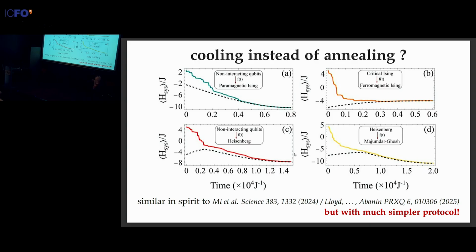And this is indeed also, they don't make the argument in this paper, but it is the philosophy of this paper that you just cool into the state that you want instead of bothering to implement an annealing schedule. And so this is the experiment. The theory was done by Abanin and his group. And what we do is related in spirit, but our protocol is much, much simpler and doesn't make use of the system spectrum.